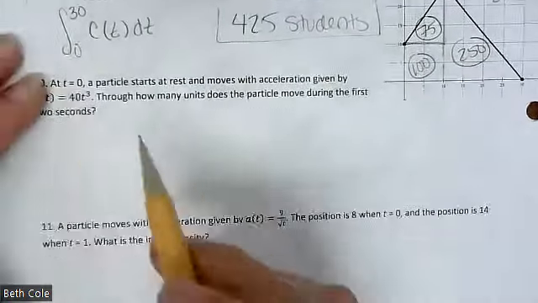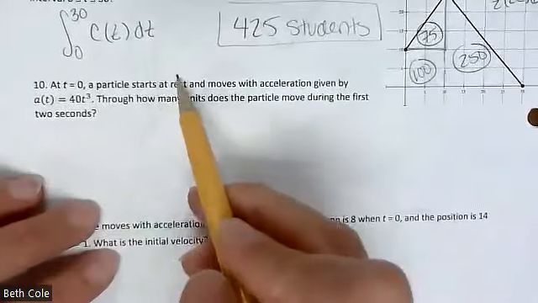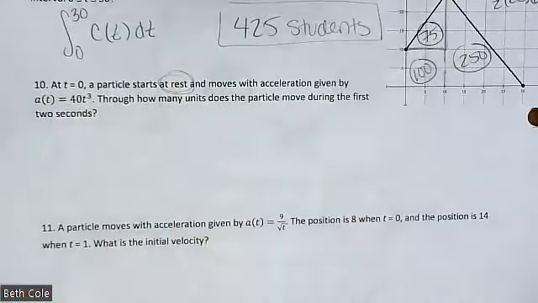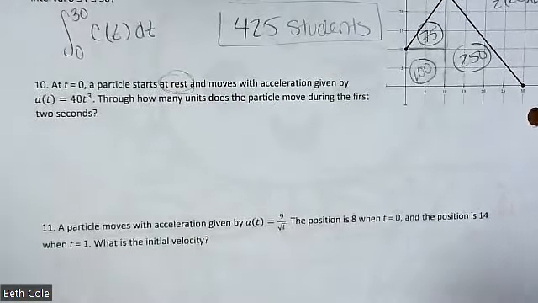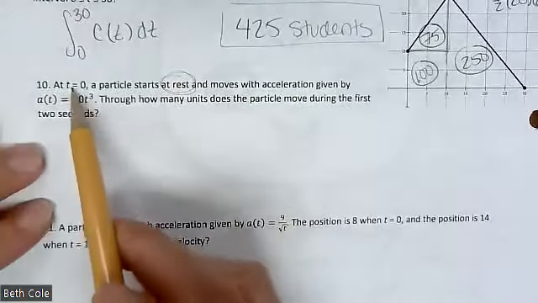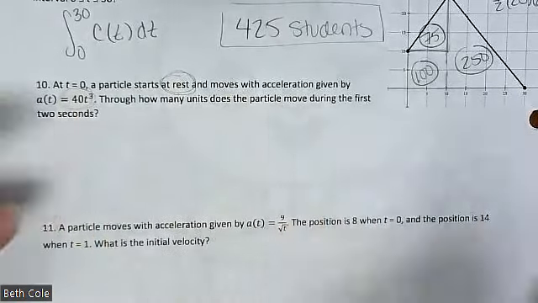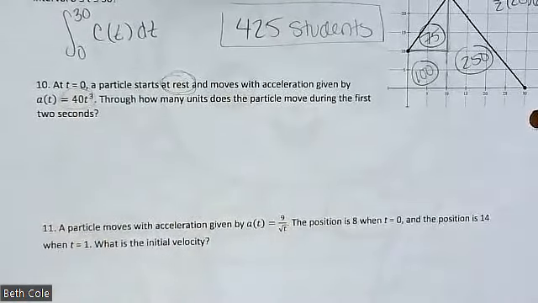Anyway, at time 0, a particle starts at rest. 0 velocity. No velocity to start with, starting at rest. It moves with an acceleration given by this. Through how many units does the particle move during the first 2 seconds?